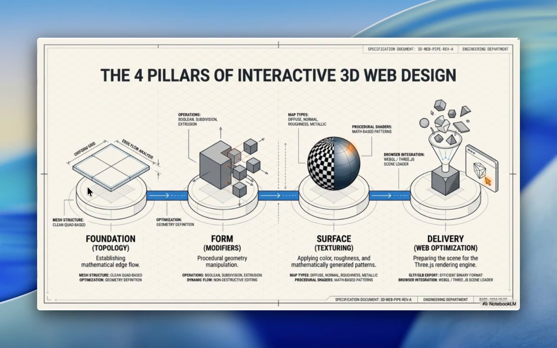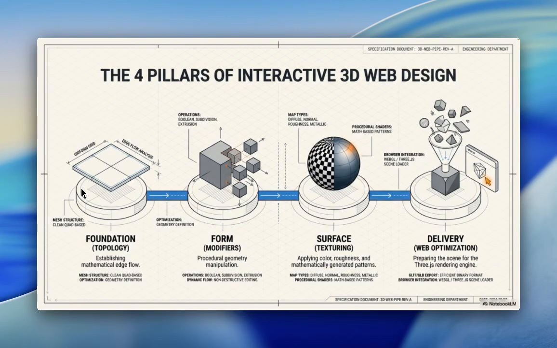So the four pillars of interactive 3D web design. The first is the foundation, which is topology, establishing a mathematical edge flow. Mesh structure is a clean quad-based optimization geometry definition. You have a form modifier, which is like a procedural geometry manipulation. Operators are Boolean, subdivision, extrusion. Dynamic flow is a non-destructive addition.